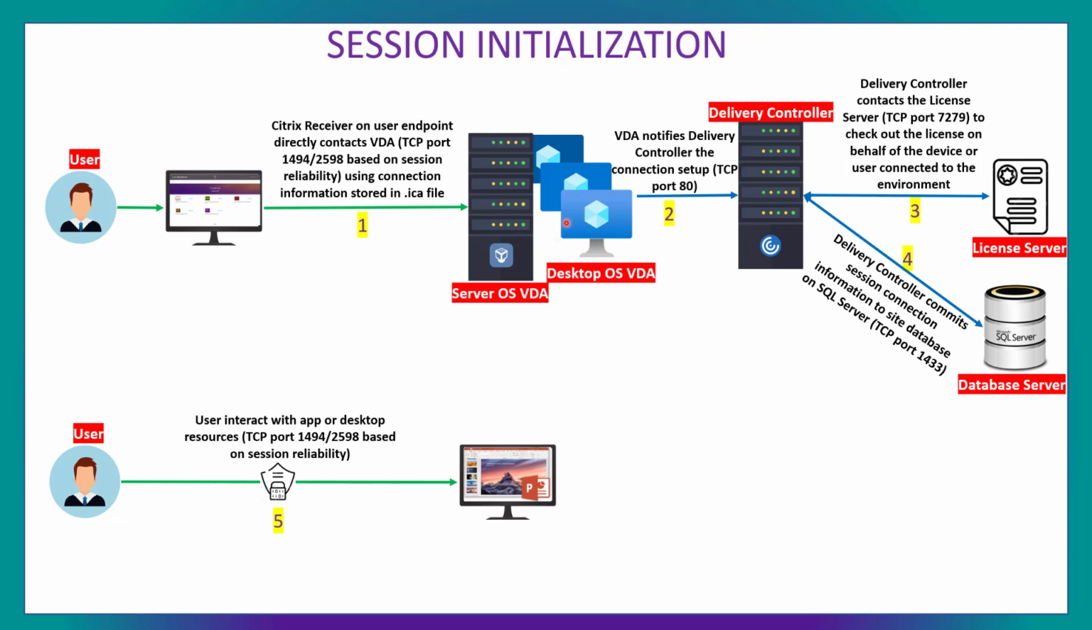What the VDA is going to do at that time is notify the delivery controller that it has a session going on. Now the delivery controller wants to validate and verify there is a license. So the delivery controller contacts the license server on port 7279. That's to check out the license on behalf of the device or user that's connected to the environment.